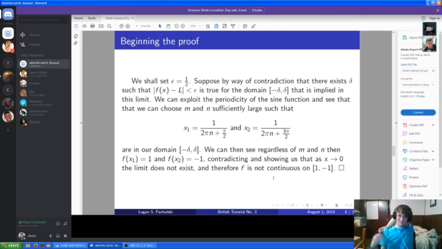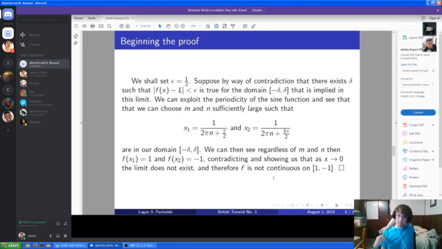We can use the periodicity of the sine function and see that we can choose m and n sufficiently large such that we have a first variable definition, x sub 1. What's the proper way to say that? I say x1, but I've heard people say x sub 1. Either is fine.